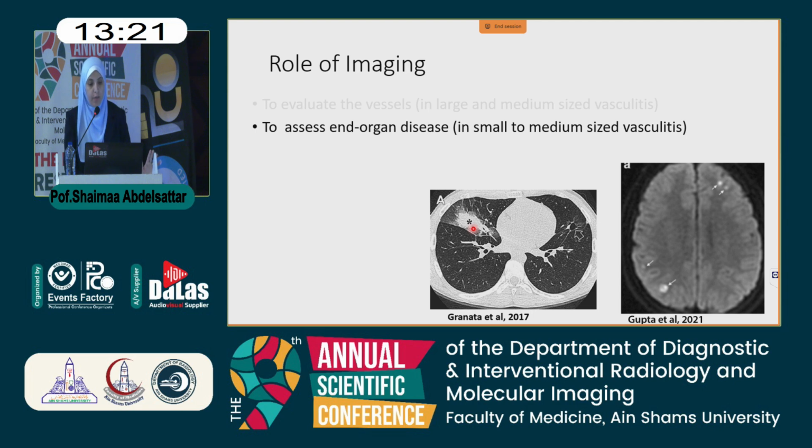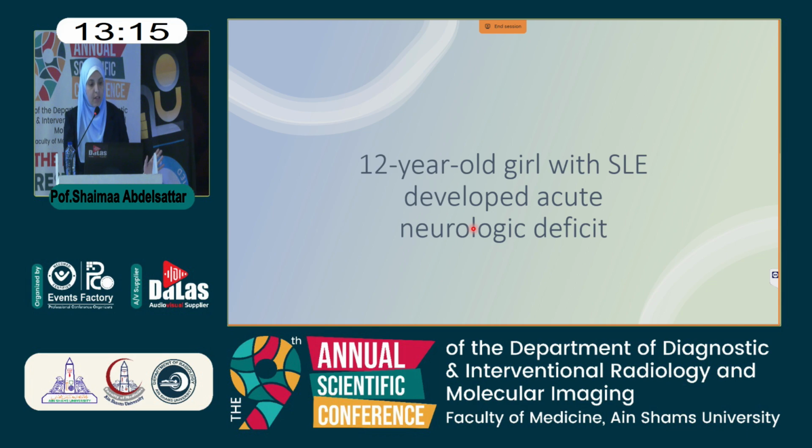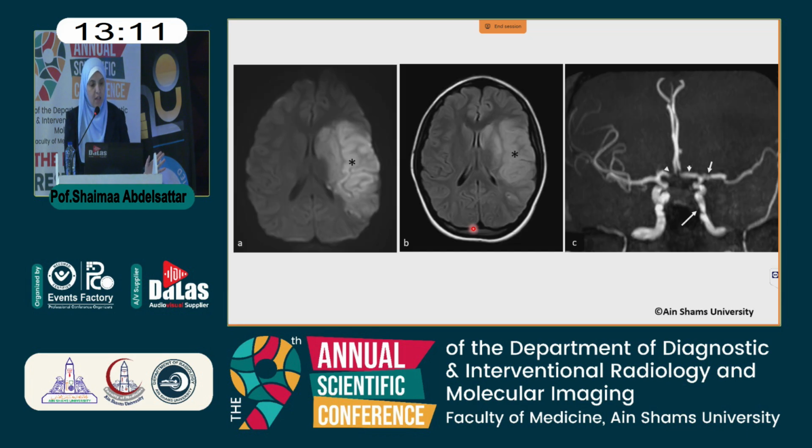What about evaluation of the end organ, especially in cases of small to medium-sized vasculitis? This 12-year-old girl with systemic lupus erythematosus developed acute neurological deficit. We can see here acute infarction in the left MCA territory, exhibiting diffusion restriction and hyperintensity on FLAIR sequence. We can see here multiple areas of narrowing in the MCA, anterior cerebral artery, and internal carotid artery itself.